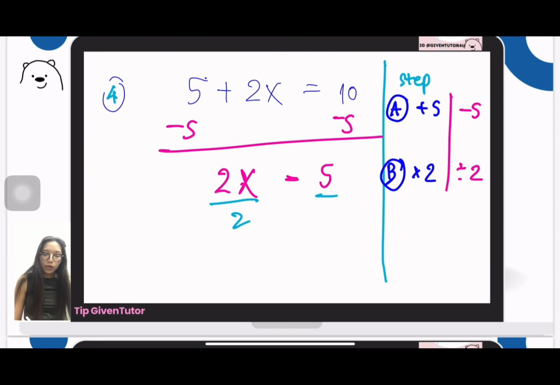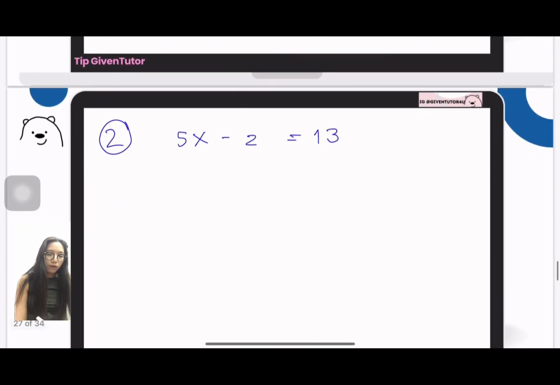Okay, so right now what we have here is x equals 5 over 2, or even 2.5, as the answer for the previous one. Okay, let's see the next. The next will be number 5, right? 4 and 5. So for this one, we follow the steps.